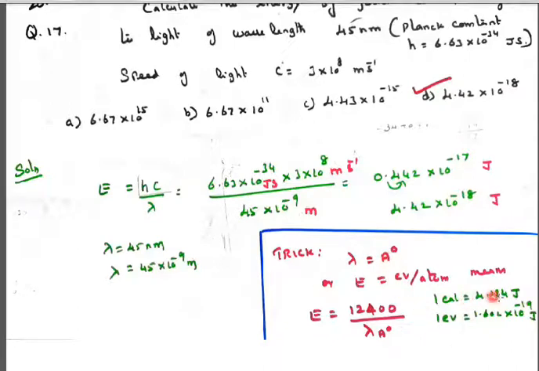So 1 calorie is equal to 4.184 joules, and 1 electron volt is equal to the charge of the electron, 1.602 into 10 to the power of minus 19 joules. These are the extra points to remember. If the wavelength is given in Angstrom, use not this formula but 12,400 divided by lambda in Angstrom. Converted everything, they have given this value.